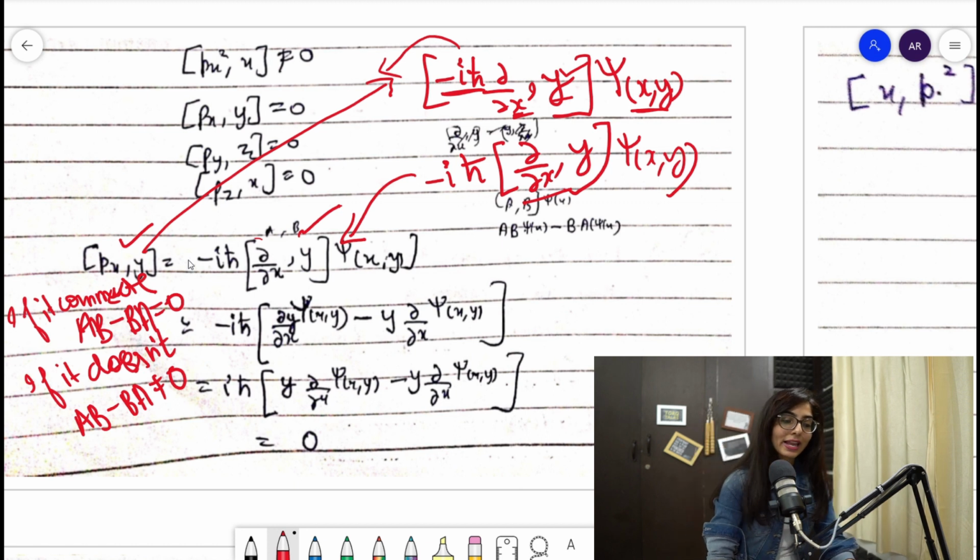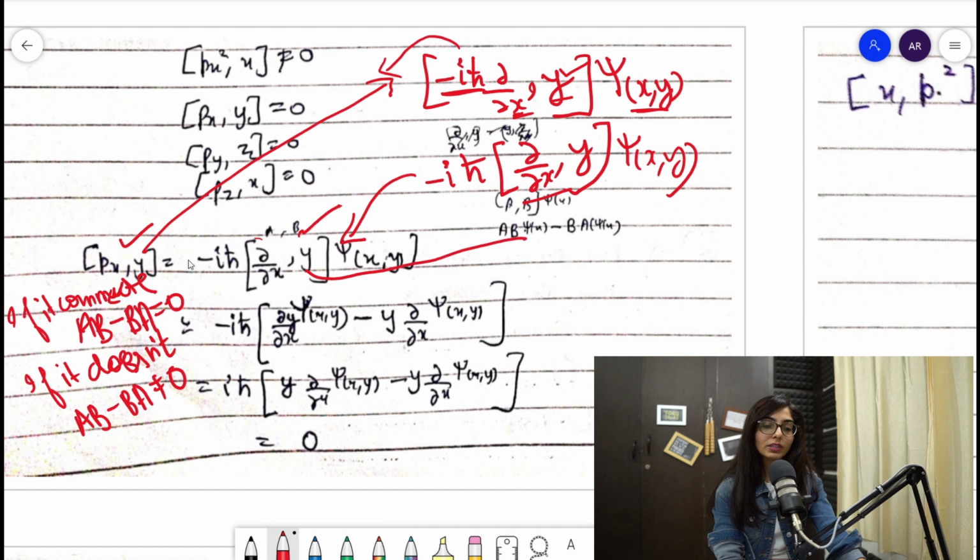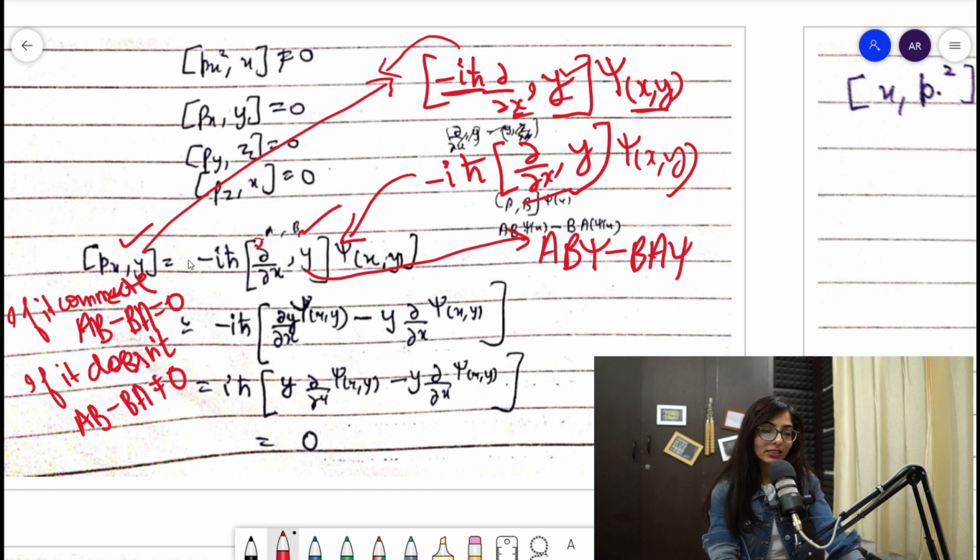So this [A, B] is there, and you know the meaning of [A, B] is AB minus BA, AB psi minus BA psi. Clear? So let's write it. AB means this is A and this is B. So A means del by del x, so I have written del by del x, and B means y. So y is there and psi(x, y) is there.